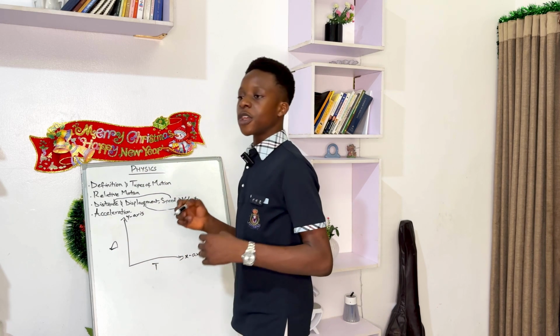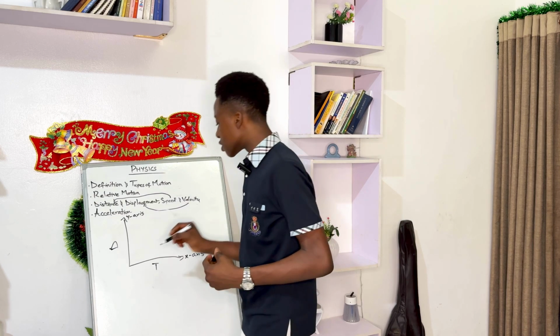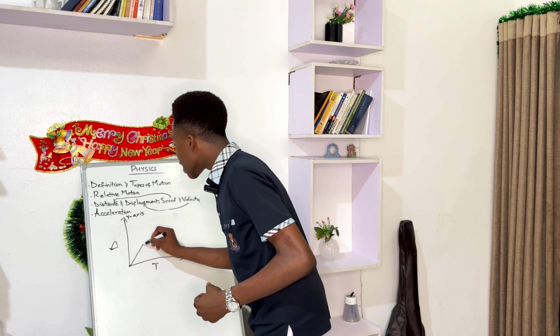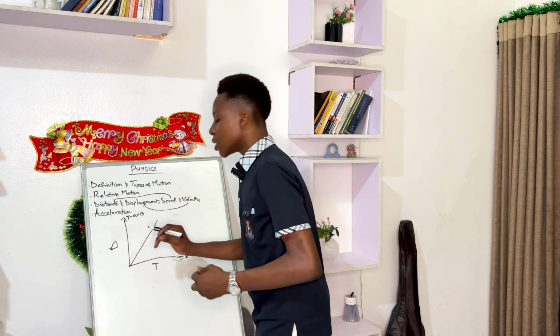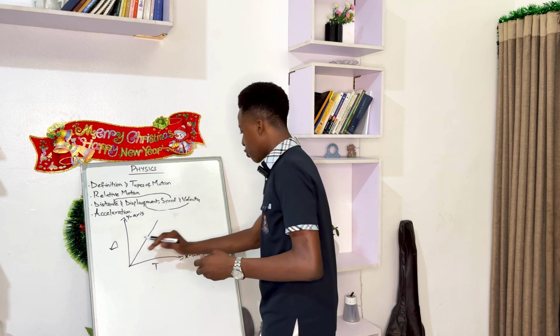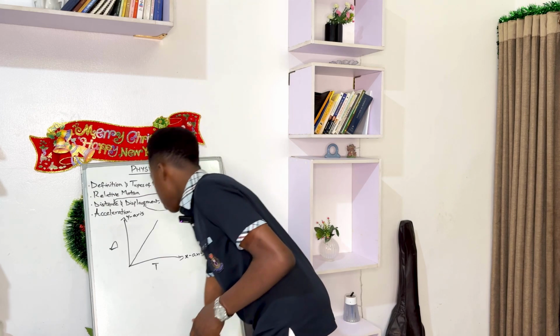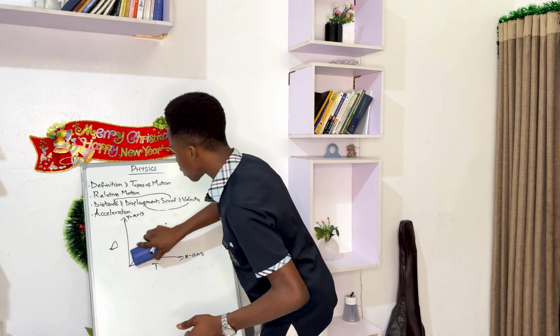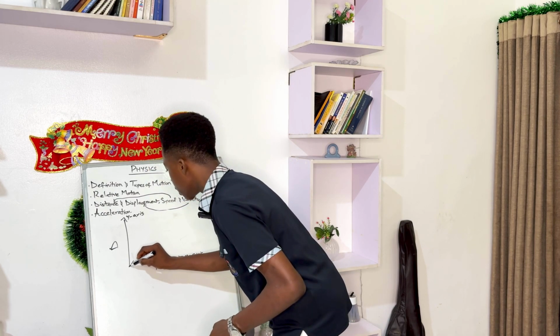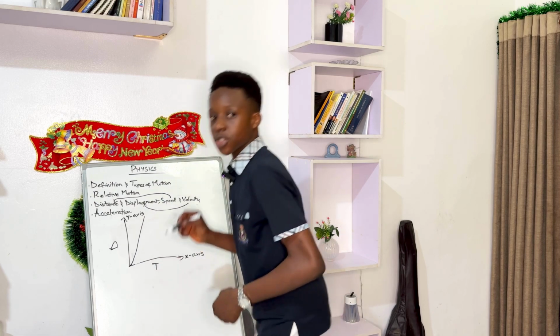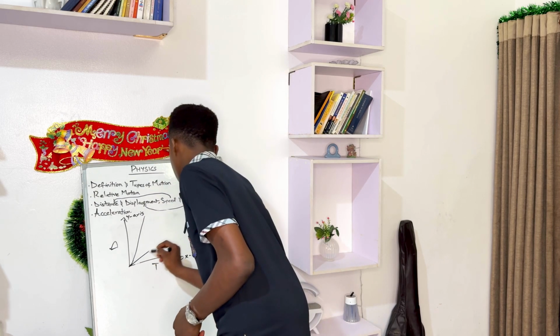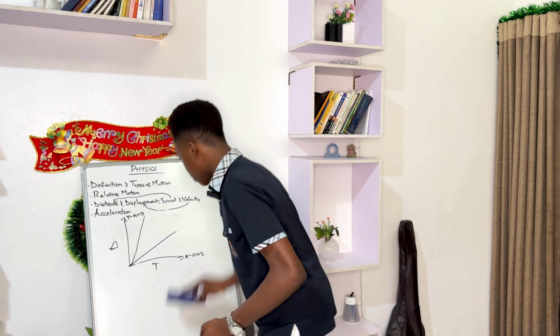If the velocity is constant, you're going to get a constant slope, not too steep and not too flat. You're going to get a straight slope if the velocity is constant. To know if an object is faster, the slope would be steeper. To know if an object is slower, the slope would be flatter. Let me explain what I mean.